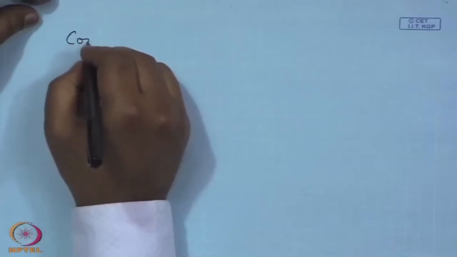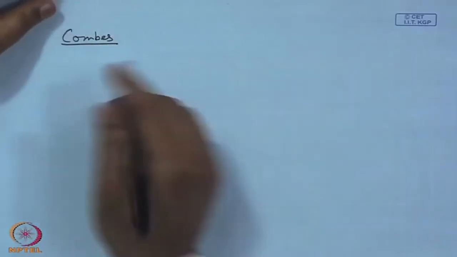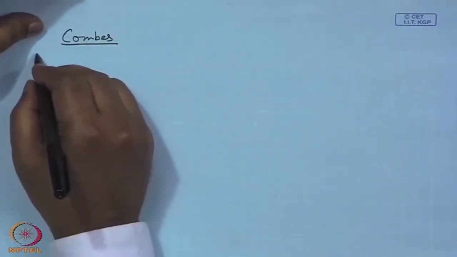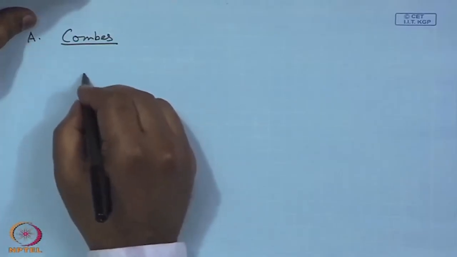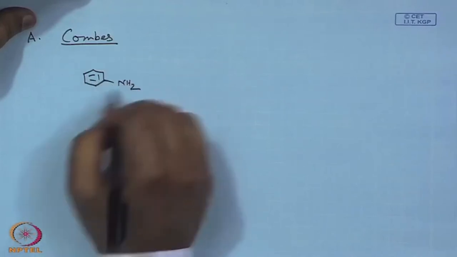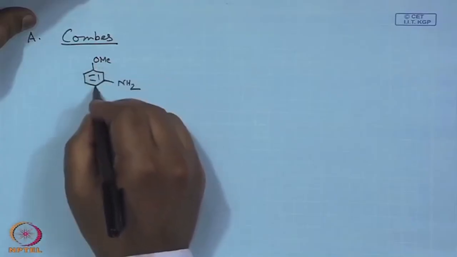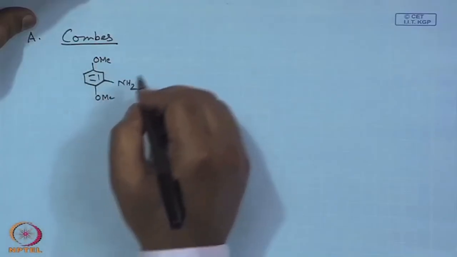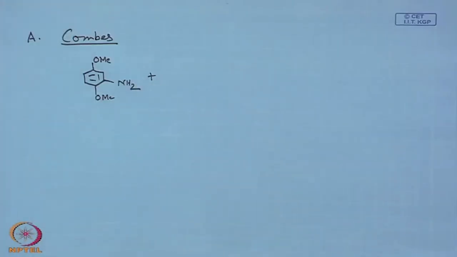One of the approaches or other methods, I think we should know by the name, Combes synthesis. It is basically the mode A, I should say. And when I say mode A, I mean the starting material is basically aniline derivative, and the example I am showing you here requires methoxy groups here and there.